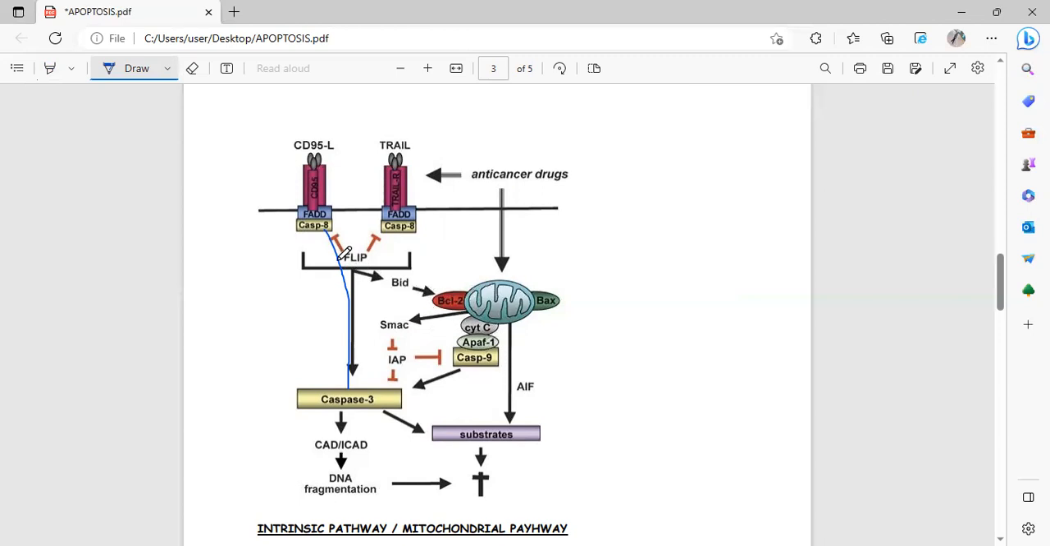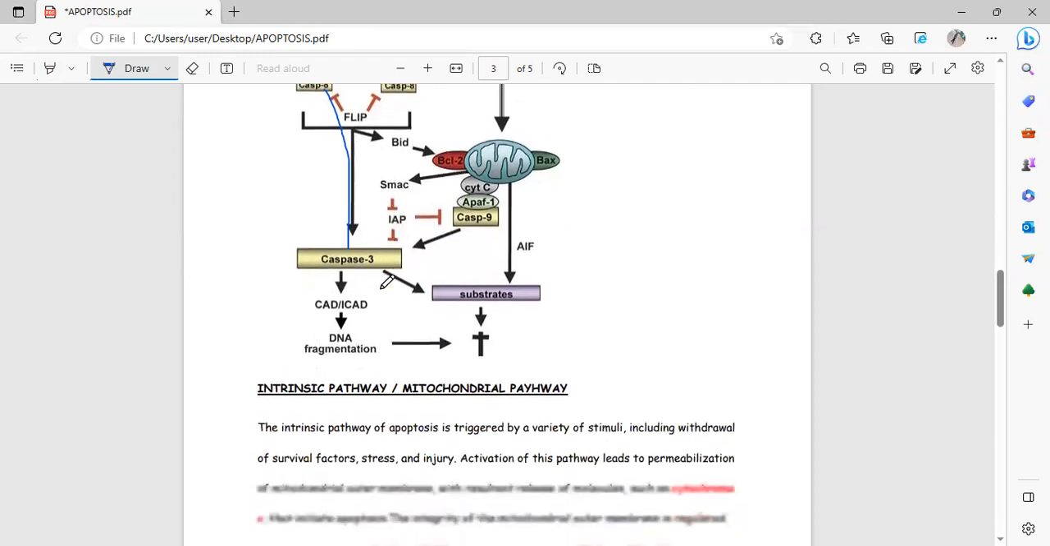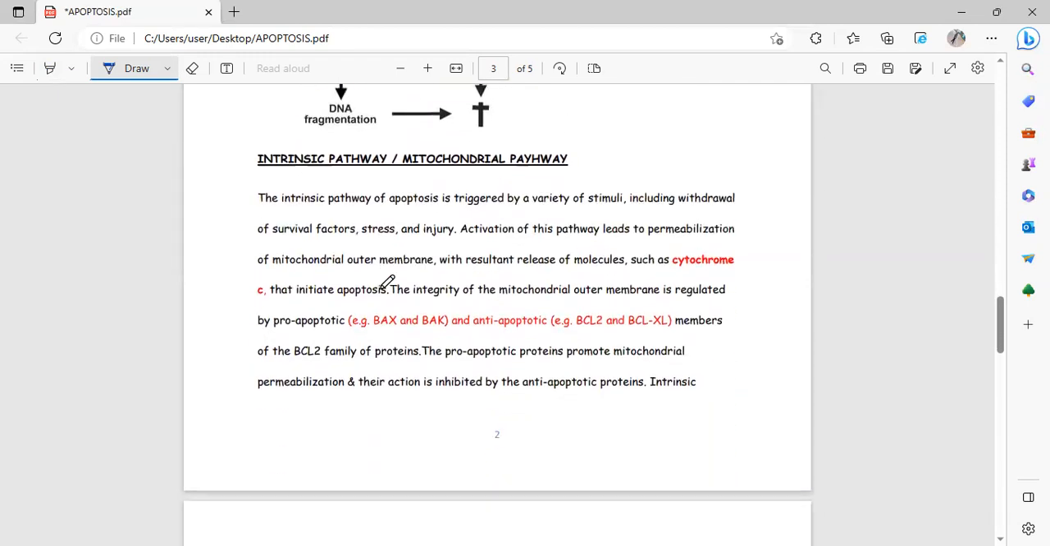So for this diagram, I just want you to understand that when this ligand binds to the receptor, it will be activated by trimerization. FADD will be attracted, which will now recruit caspase 8. Caspase 8 will go and activate caspase 3, which will go and break the DNA, and this will lead to cell death. That is basically the death receptor pathway. So let us go to the intrinsic pathway, also called the mitochondrial pathway. Okay, so this pathway is usually triggered by a variety of stimuli.